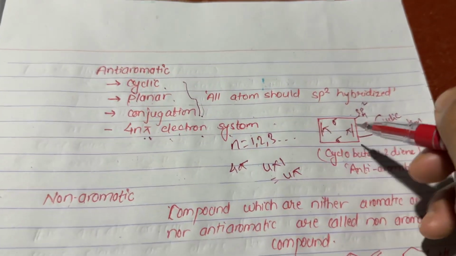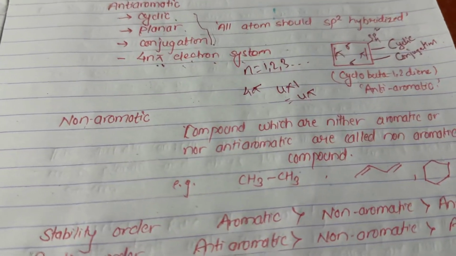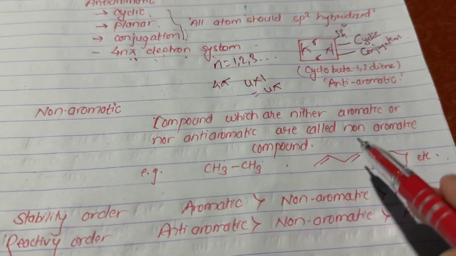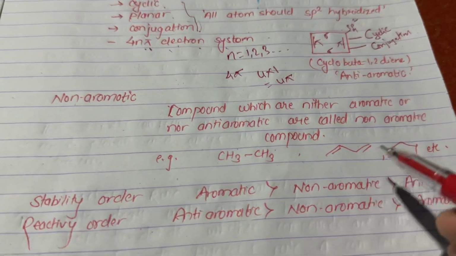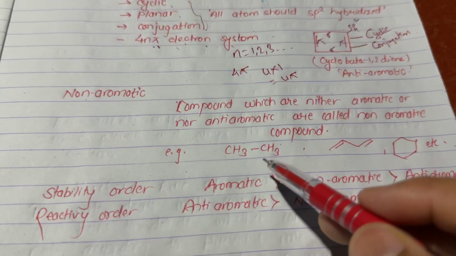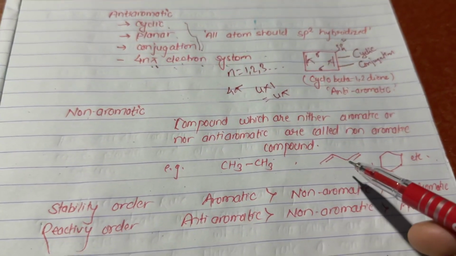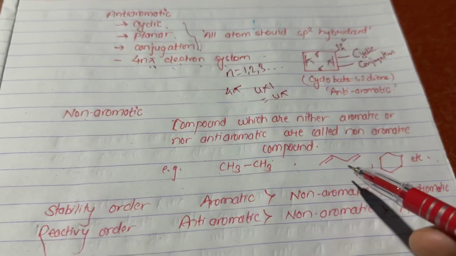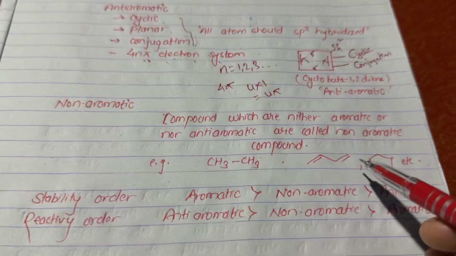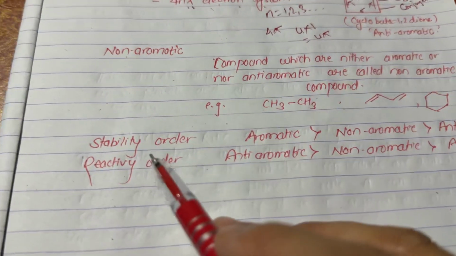That's why this is an anti-aromatic compound. Now move to non-aromatic compounds. Compounds which are neither aromatic nor anti-aromatic are called non-aromatic compounds. Here we can take normal organic compounds, that is CH3 ethane, butane, buta-1,3-diene, and cyclohexane. These are non-aromatic compounds. So I have written here in two lines the stability order.